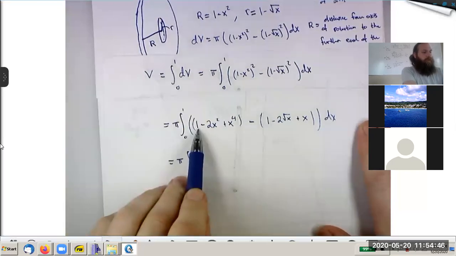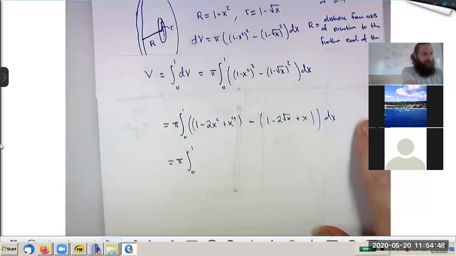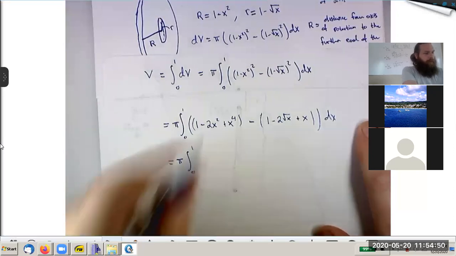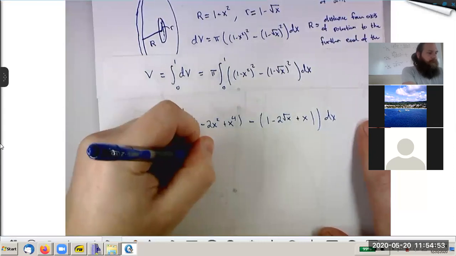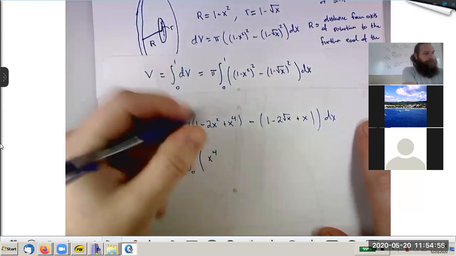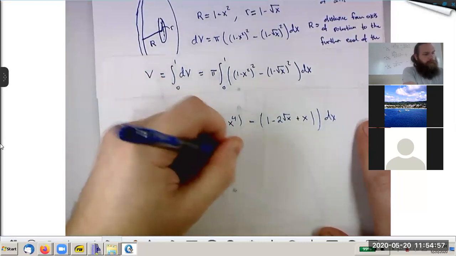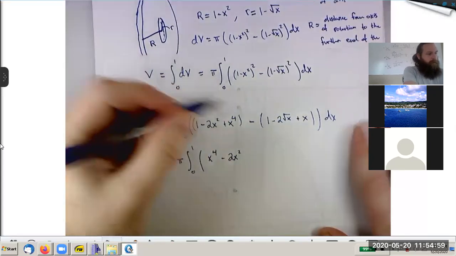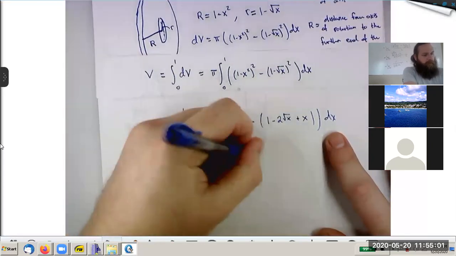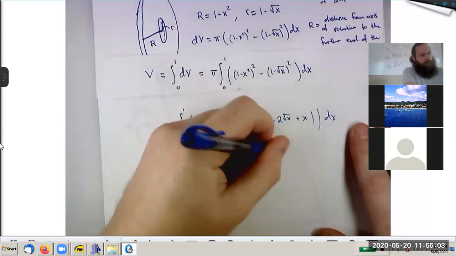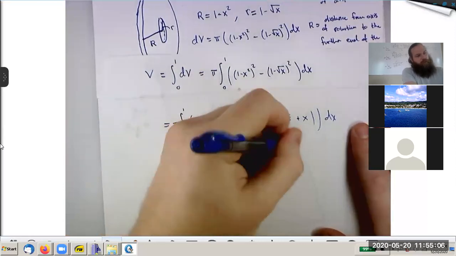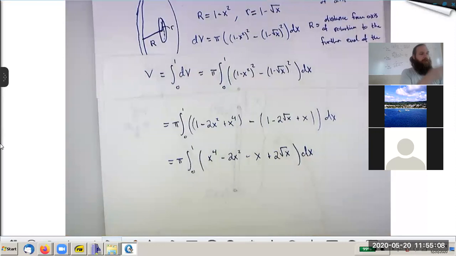Here I have 1 minus 1, that's 0. I'll write what's left in descending order of power, so that's x to the 4 minus 2x squared minus x plus 2 square roots of x. So when I distribute this negative and combine my like terms, that's what I get. The ones cancel. Everything else hangs out.